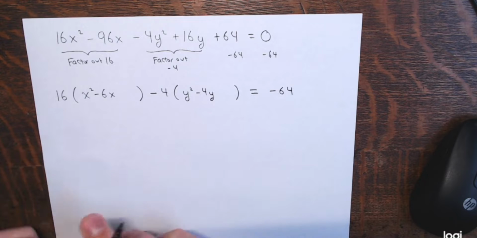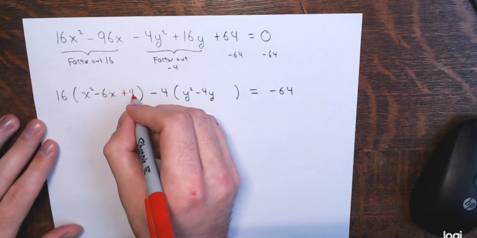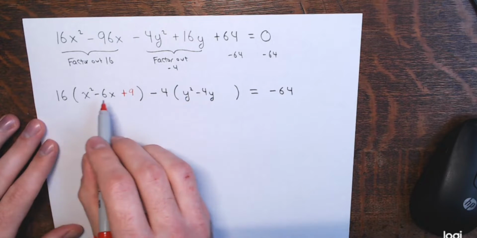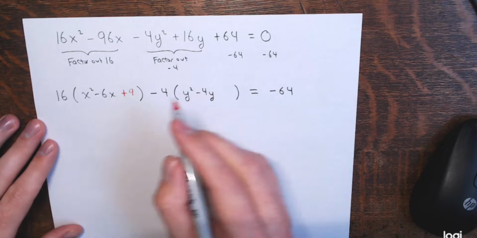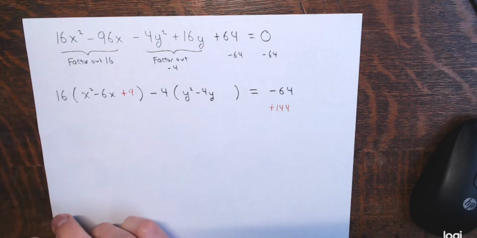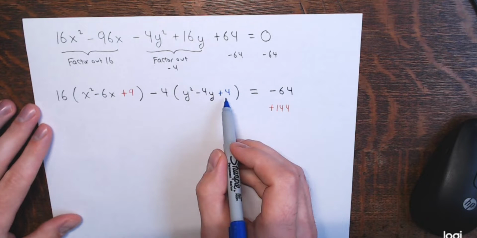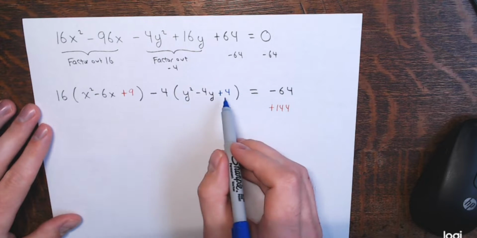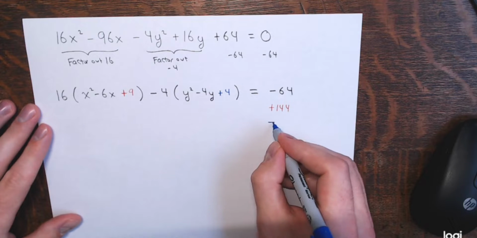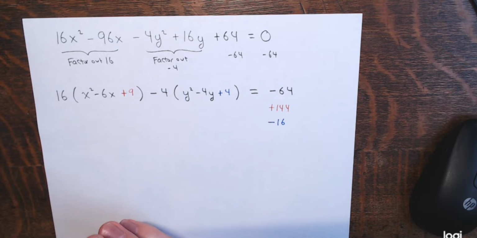All right, now comes the completing the square part. On the x's, I'd add 9 in here. But remember, we factored out 16. 9 times 16 is 144, so I'd be adding 144 to the other side as well. And then on the y's, I'd be adding 4 to complete the square. But remember, I factored out negative 4. 4 times negative 4 is negative 16, so I got minus 16 over here as well on the right side. And just don't forget what you factored out.